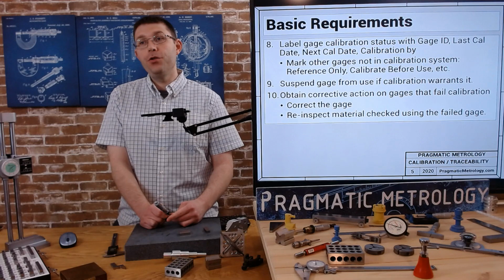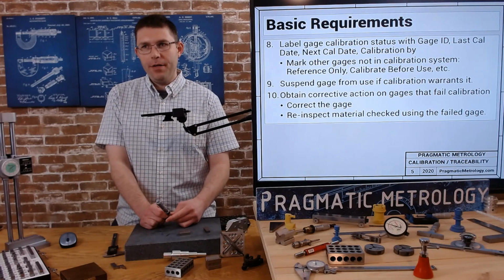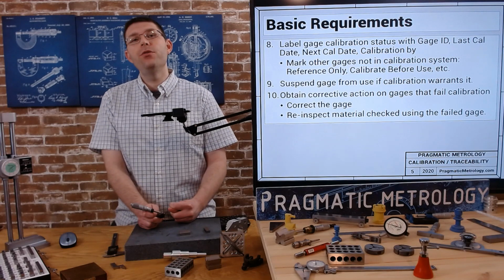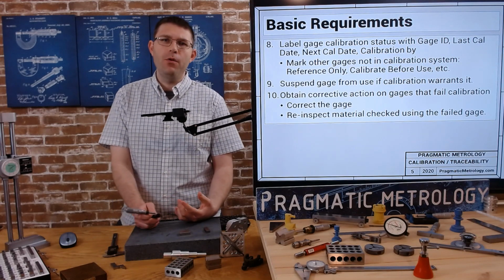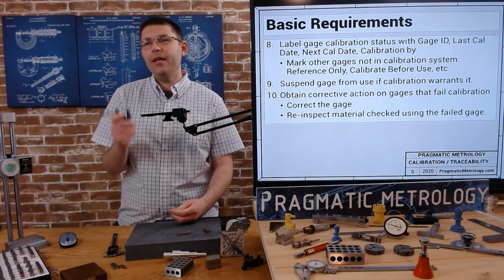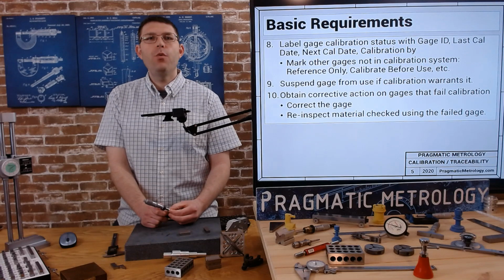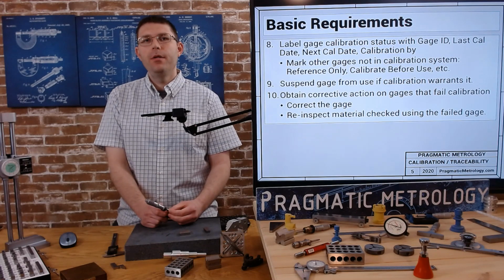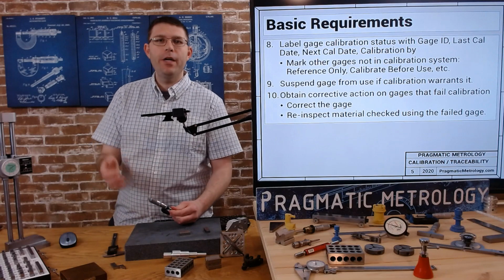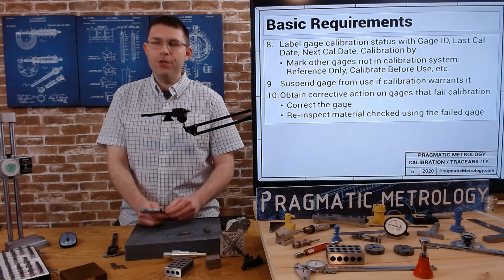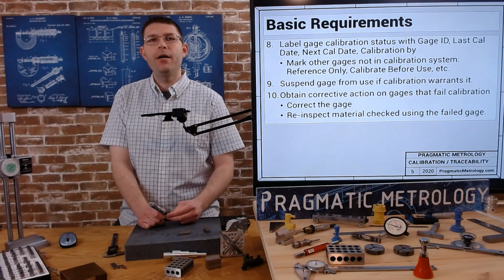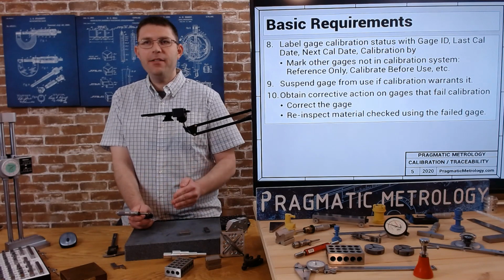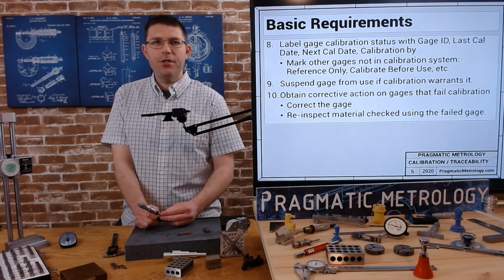And number 10, if you do fail, obtain corrective actions on the gauges that fail. So not only correct the gauge, but you may need to re-inspect the material that was used with the failed gauge. So I'll give you an example. This was last calibrated, let's say February 20th, 2019. And so now it's January 30th, 2020, and I'm getting ready to redo my calibration. And so I've been using a gauge, and February 20th rolls around. Okay, it's time to calibrate, and it fails calibration. So sometime between the last official calibration and the current calibration, the gauge failed.